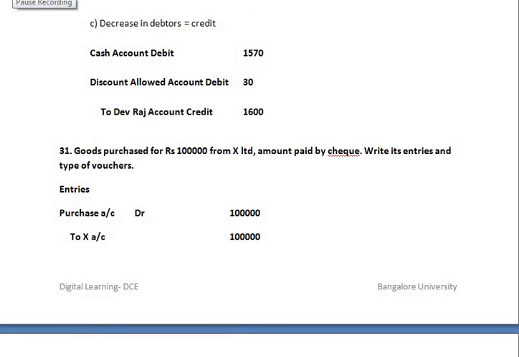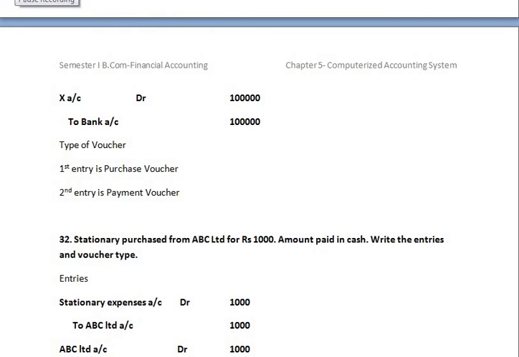Goods purchased for 10 lakh from X Limited, amount paid by check. Here purchase account debit to X account, as well as X account debit to bank account, because payment is from the check.